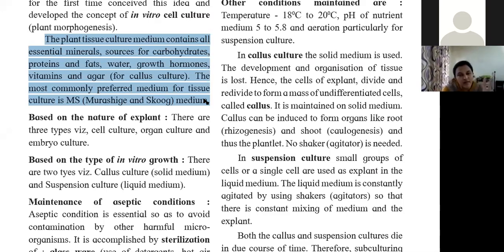Okay, so likewise we can make two mediums, a solid medium or a liquid medium. Liquid medium को बोला जाता है suspension culture. Suspension means liquid medium. ठीक है?